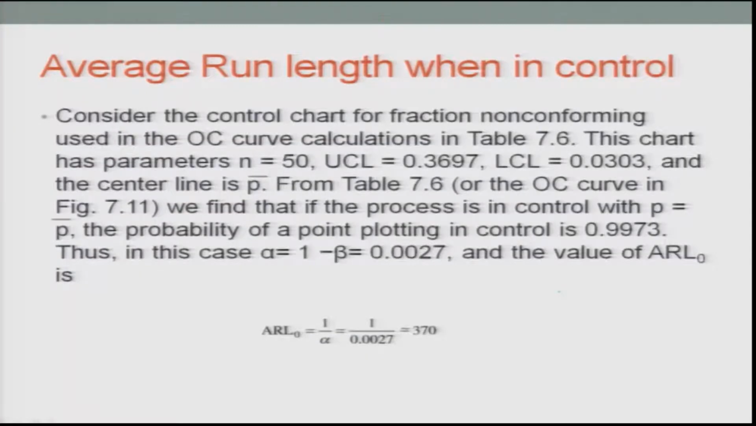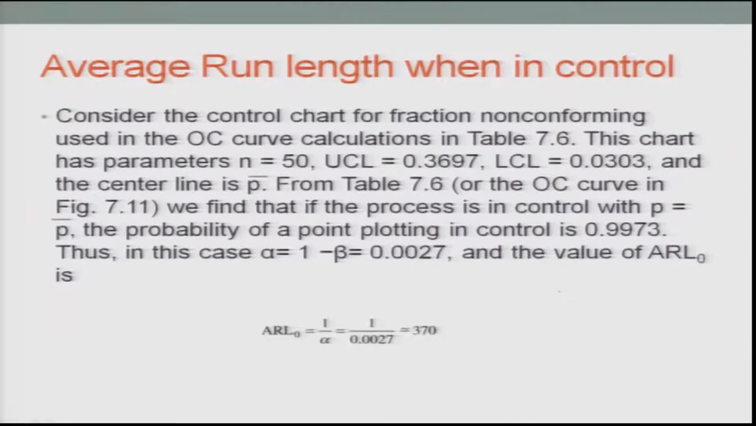Now you want to find out the average run length when the process is in control. So, consider the control chart for fraction non-conforming used in the OC curve calculations in Table 7.6. What you want to do is find the average length of time based on which you can take a decision whether the actual process is in control or out of control.